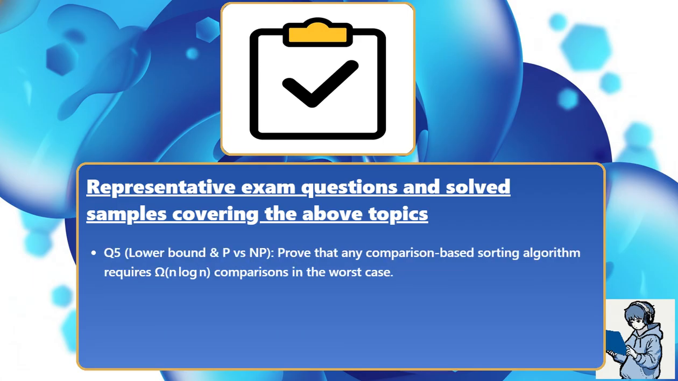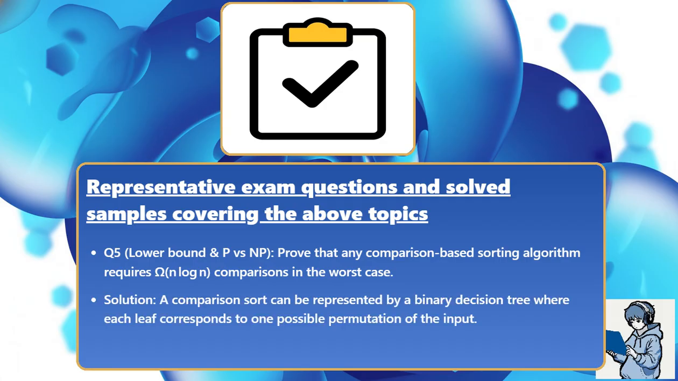Question 5, lower bound and P versus NP. Prove that any comparison-based sorting algorithm requires omega of n log n comparisons in the worst case. Solution: a comparison sort can be represented by a binary decision tree, where each leaf corresponds to one possible permutation of the input. There are n factorial permutations, so the tree must have at least n factorial leaves.